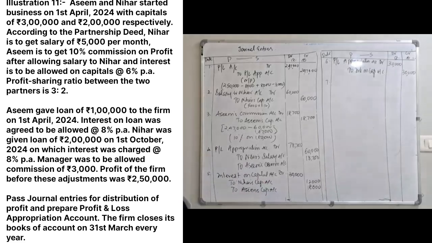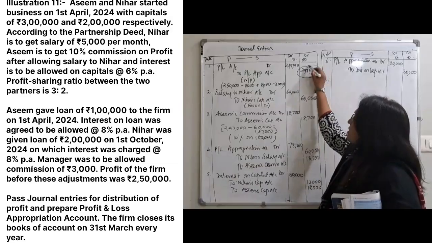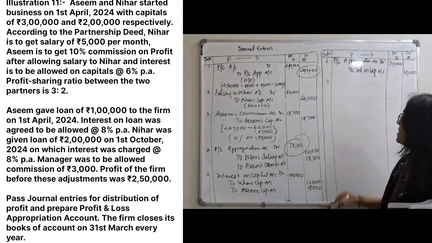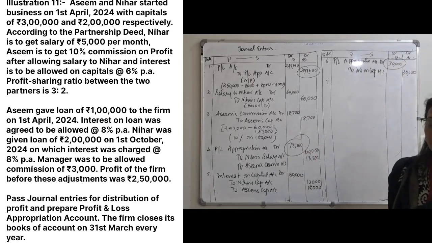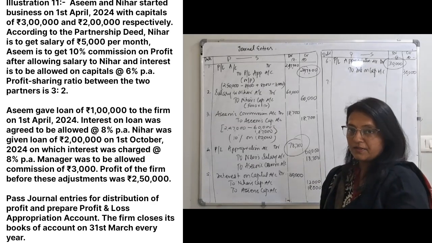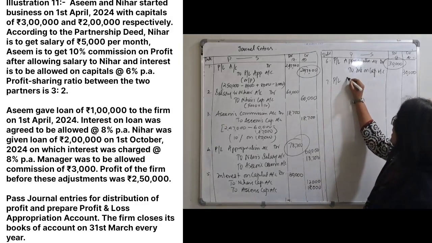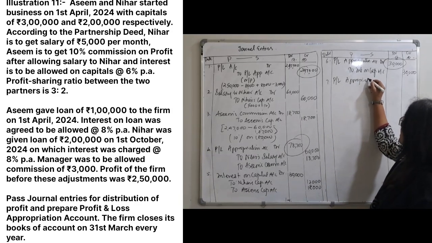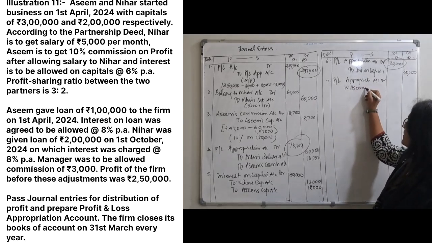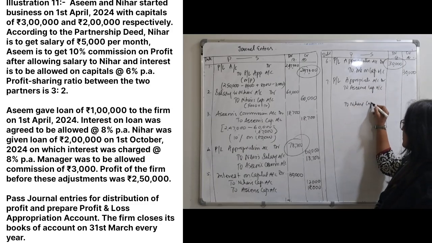There are no drawings, so journal entry on drawings will not be taken. Now directly we will see how much is the profit. To calculate the profit, this is on the credit hand side 2,47,000. Debit hand side is 78,700. And debit side on this is 30,000. You minus that amount, the total that you get is 1,38,300. So this profit will be transferred to both the partners' capital account. So profit and loss appropriation account debit to Asim's capital account, to Nihar's capital account.